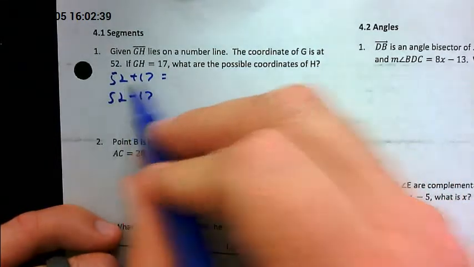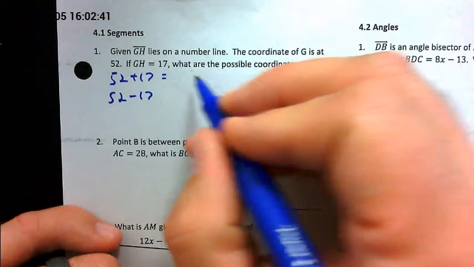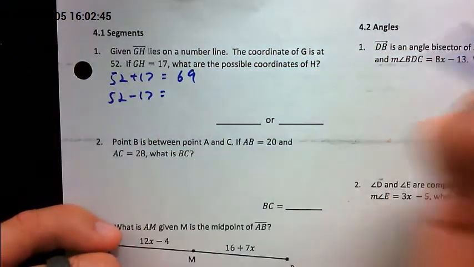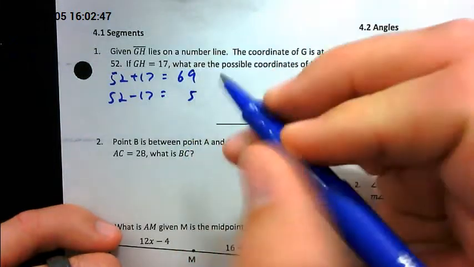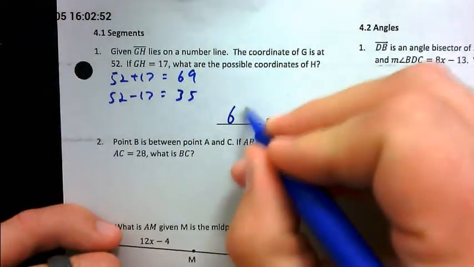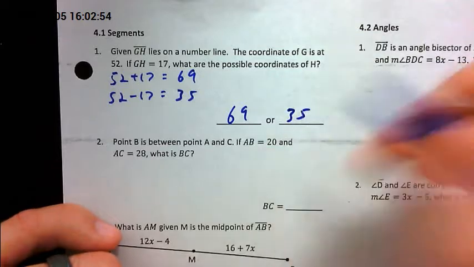So if you add 17, you'd be at, let's see, that'd be 9, that'd be 6, 69. If you subtract 17, then that'd be 5, here 1, that'd be 35, right? So 69 and 35 would be your two values.